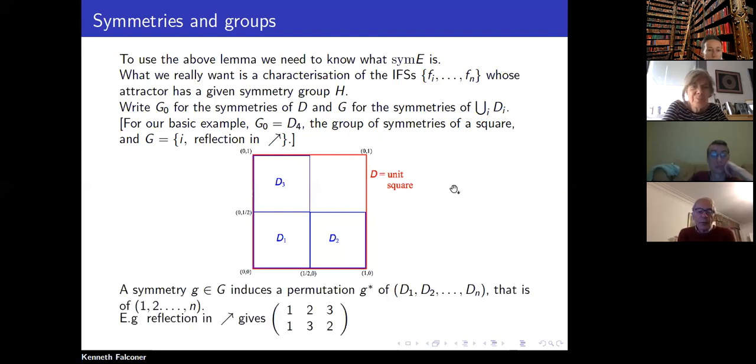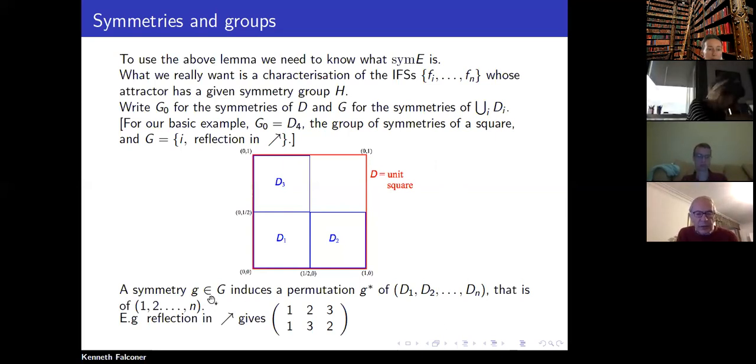So that's what we've got in this case: this large group G0 and the smaller group G. And note that a symmetry, little g, of the smaller group G induces a permutation, which I'm going to call g star, of the smaller regions. The regions are numbered 1 to n, so essentially that's a permutation of the integers 1 to n. So if you take little g to be the reflection in that leading diagonal, squares D2 and D3 get swapped, D1 is fixed, so that corresponds to the permutation 1, 2, 3 goes to 1, 3, 2.